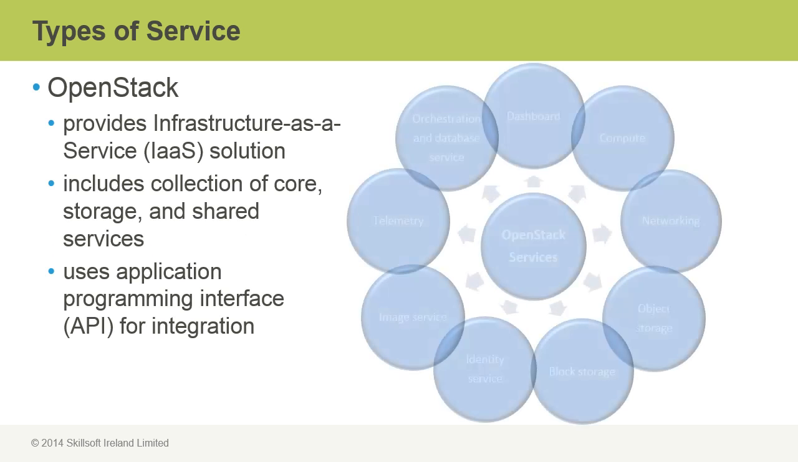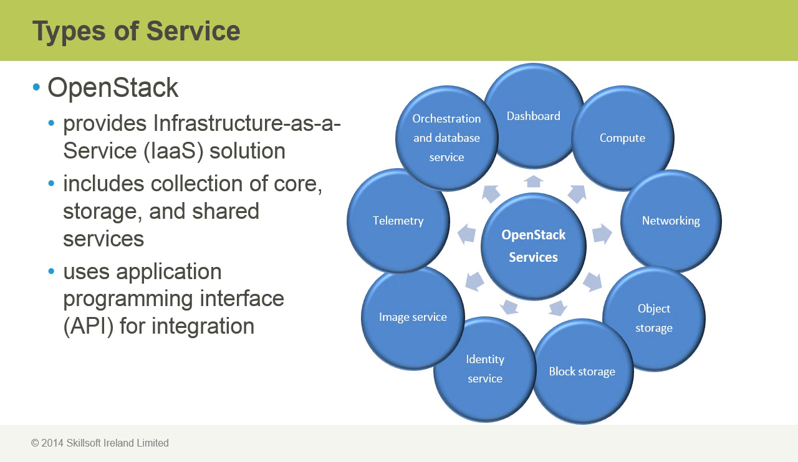OpenStack provides infrastructure as a service solutions. Now, this is delivered with a collection of various components and nodes that all come together to provide this. There's core processes, there's storage, and there's shared services. There's an application programming interface that can be used to integrate with this. Most users will access this through the built-in website through the dashboard, but you can also get it programmatically through the API. You can see in the diagram here some of these components. Throughout this series of presentations, we'll be looking at all of these as time goes on.